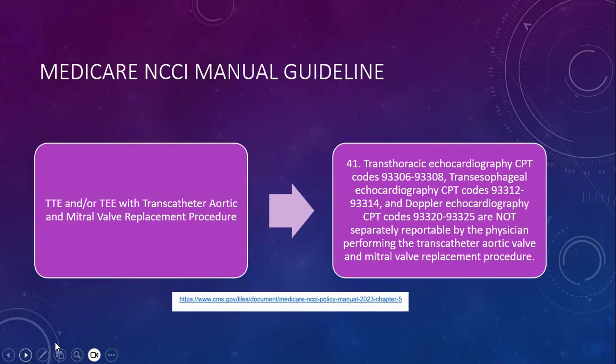So let's talk a little bit about a rule that is very important to follow when you're billing these types of procedures. Per the Medicare NCCI manual guideline, it states TTE and or TEE with a transcatheter aortic or mitral valve replacement procedure. So these are going to be your TAVRs or your MIVRs or MAVRs. If you are familiar with this particular code set, it states transthoracic echocardiography CPT codes 93306 through 93308 and your transesophageal echocardiography codes 93312 through 93314 and Doppler echocardiography codes 93320 through 93325 are not separately reportable by the physician performing the transcatheter aortic valve and mitral valve replacement procedures.